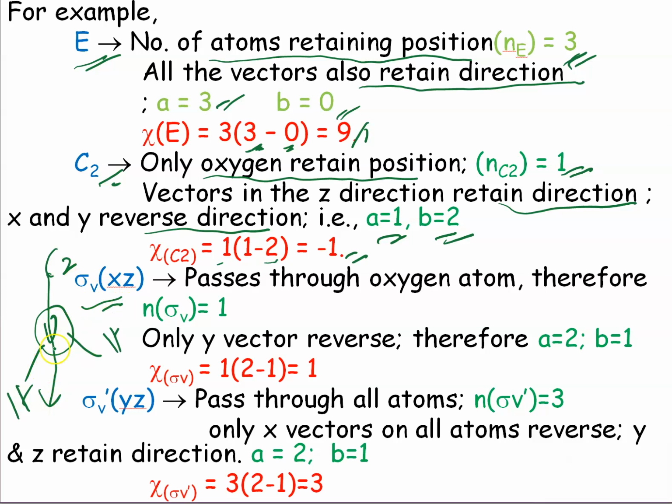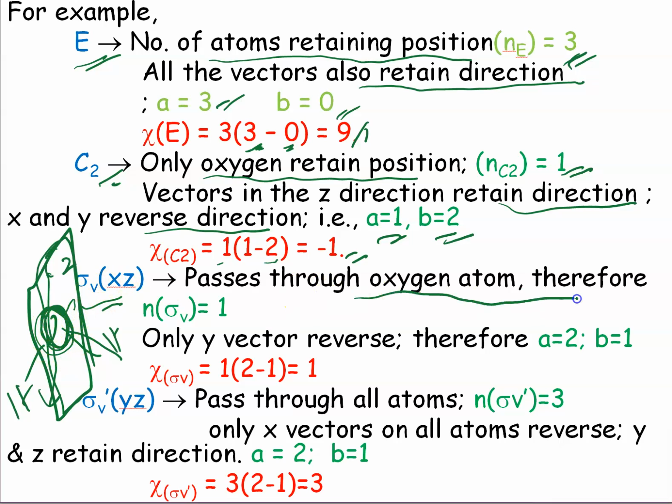So, the other case, sigma V XZ. Sigma V XZ is actually this plane. In this case also, this plane passes through oxygen, so only oxygen retains position. The plane is the XZ plane. Therefore, X and Z retain direction. Y reverses direction.